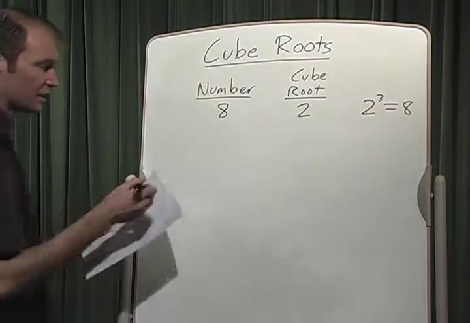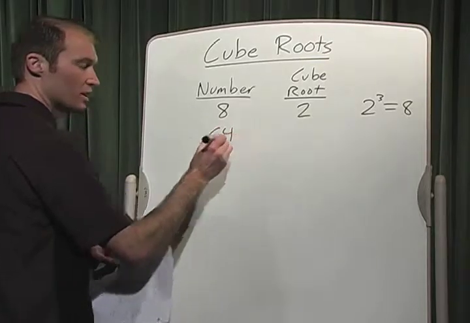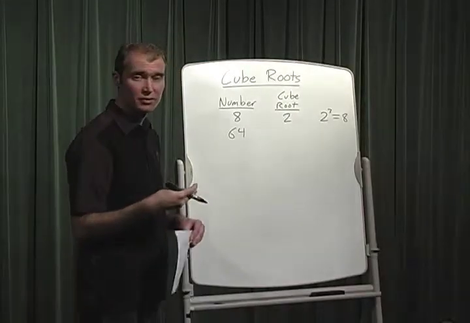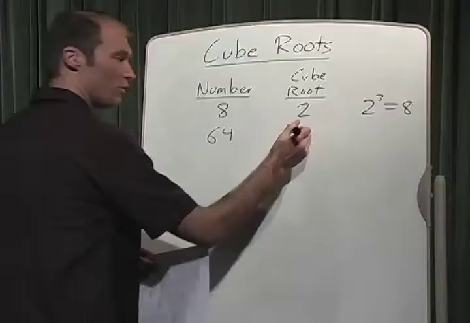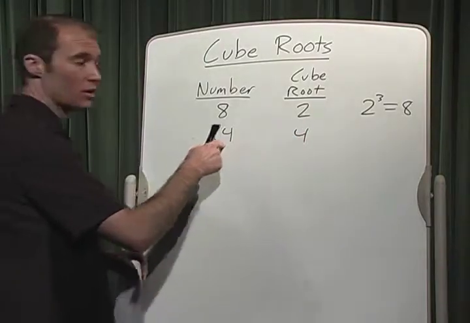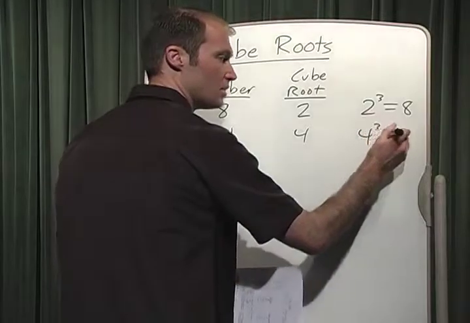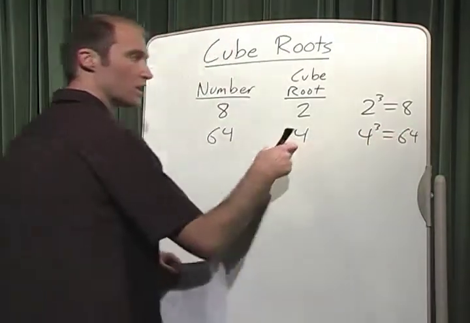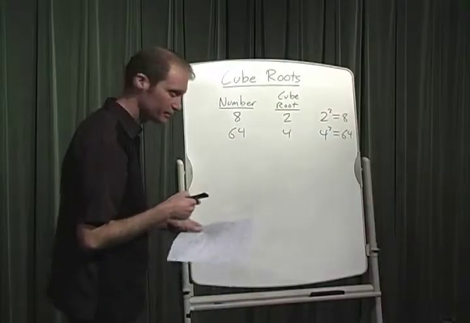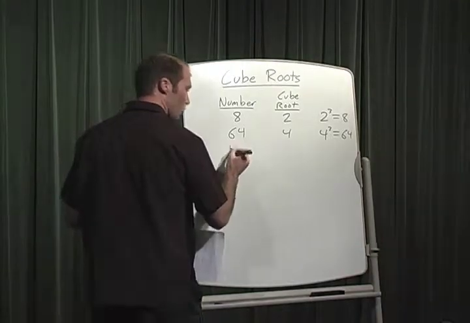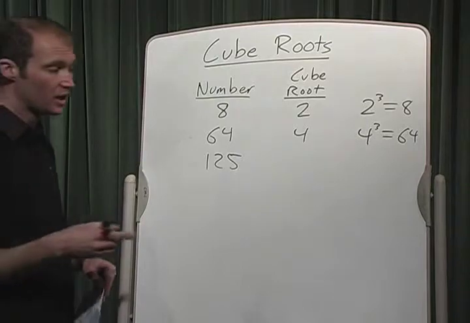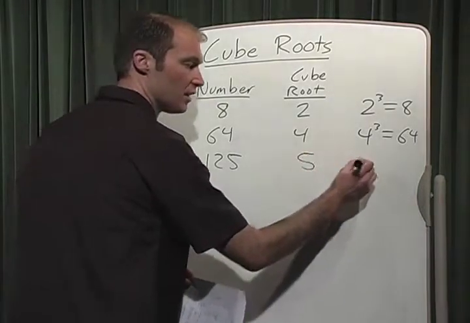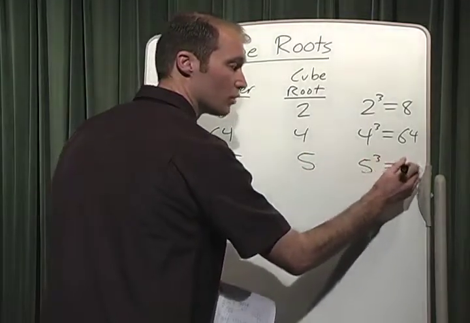How about the number 64? Well, you ask yourself, what number cubed equals 64? Well, 4 cubed equals 64. So 4 is the cube root of 64. Now, how about the number 125? What number cubed is 125? Well, 5. 5 cubed is 125.